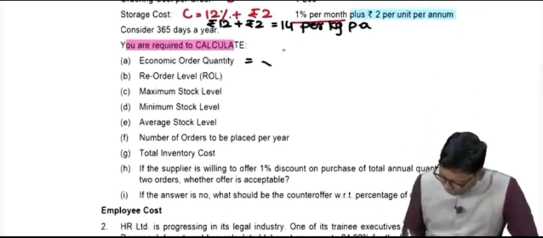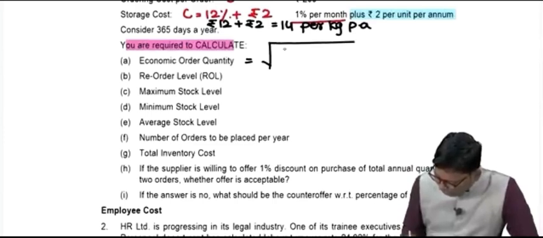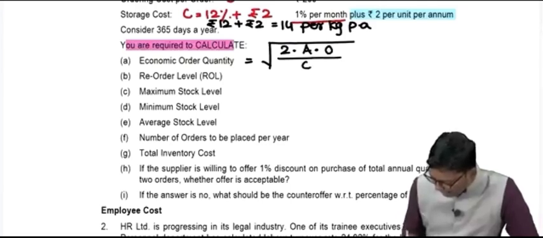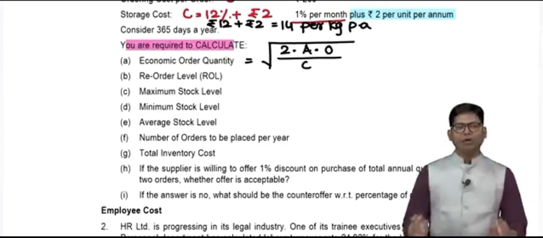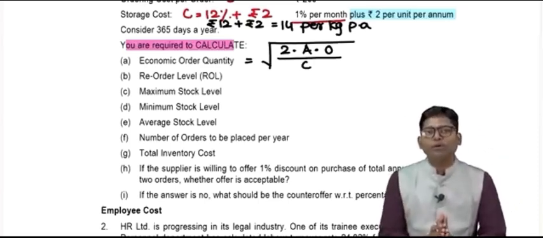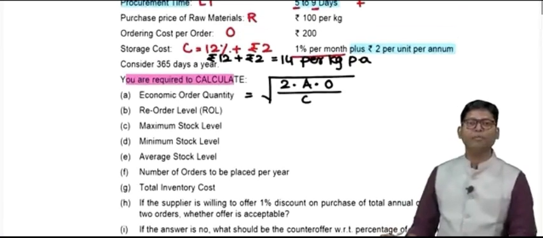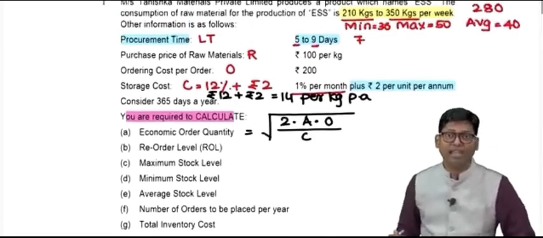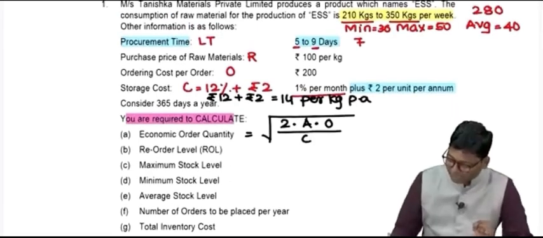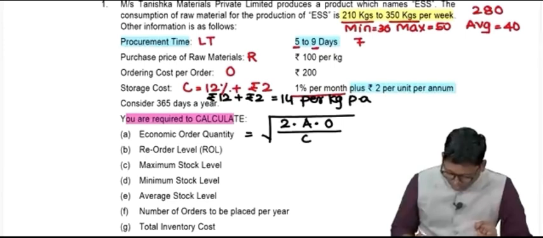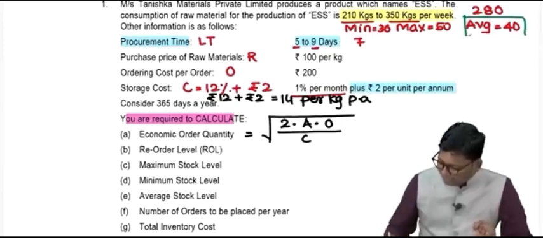Your economic order quantity is computed by using the formula of square root of 2 into annual requirement of material into ordering cost divided by carrying cost per unit per annum. Now, whenever you are calculating EOQ, three things are required. Very first thing which is required is annual consumption of raw material, annual requirement of raw material, and annual requirement of raw material is not given anywhere in the question. Whenever annual requirement of raw material is not directly given in the question, in that case, you should compute it.